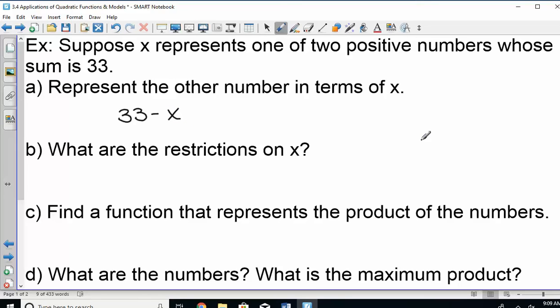Or if you don't like that, think about it. If you called it y for a second, we're saying that x plus y has to equal 33. So if I solve for y, I subtract over my x. So the other number is 33 minus x.